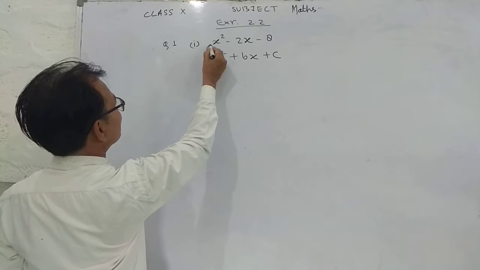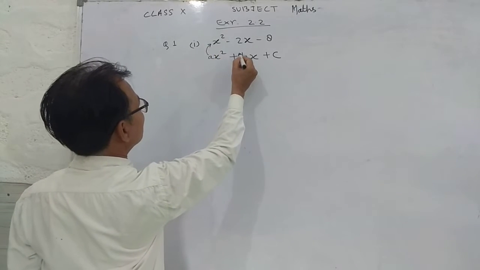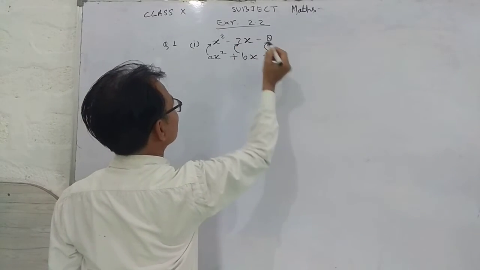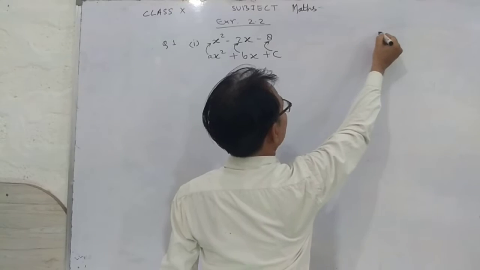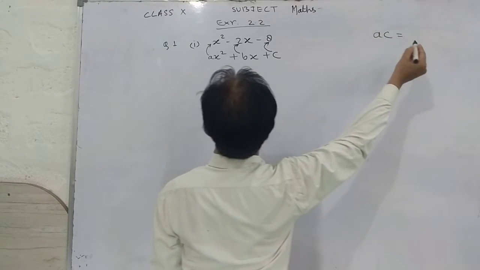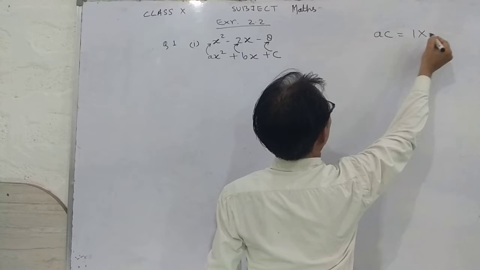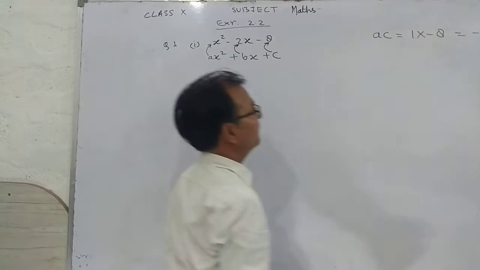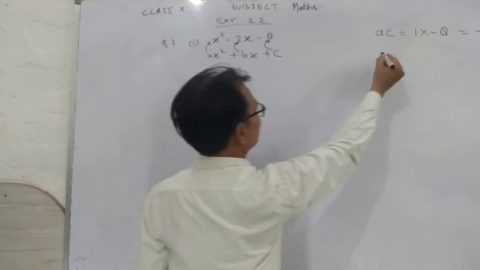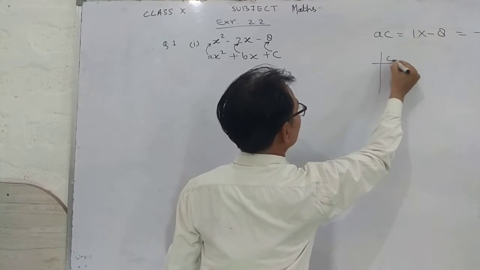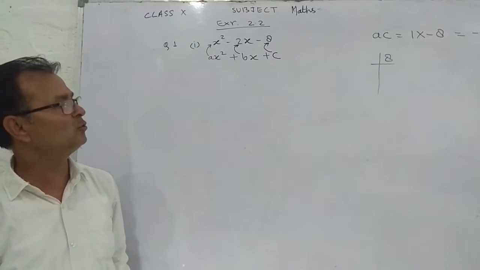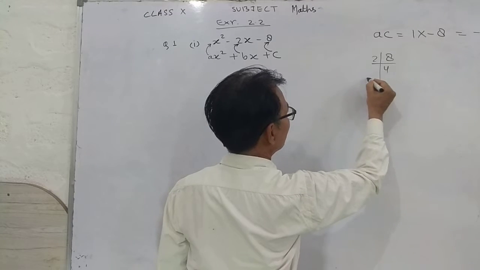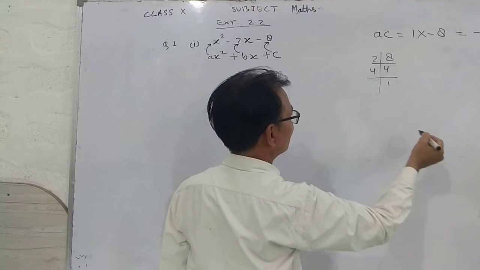Here we are saying a is 1, b is minus 2 and c is minus 8. We can say our AC is 1 multiplied by minus 8, that is minus 8. Now we find the factors of 8. 8 can be divided in two parts: 2 fours are 8 and 4 ones are 4.